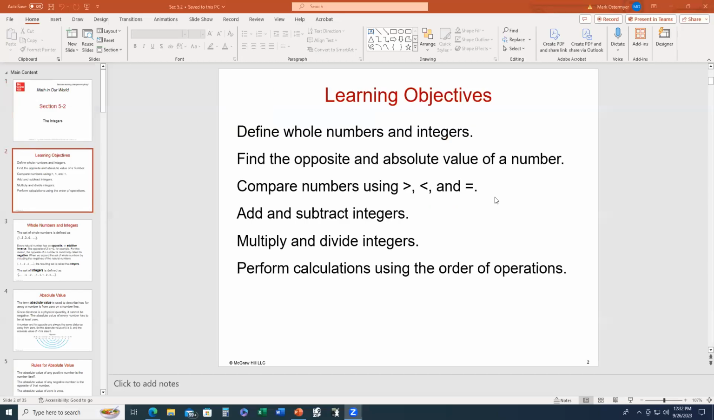All right, integers. When we get done with this section, we'll be able to define what whole numbers and integers are. We'll be able to find the opposite and absolute value of a number. We'll be able to compare numbers for relative sizes using our inequality operators. We'll be able to add and subtract, multiply and divide integers. We'll perform calculations using the order of operations.